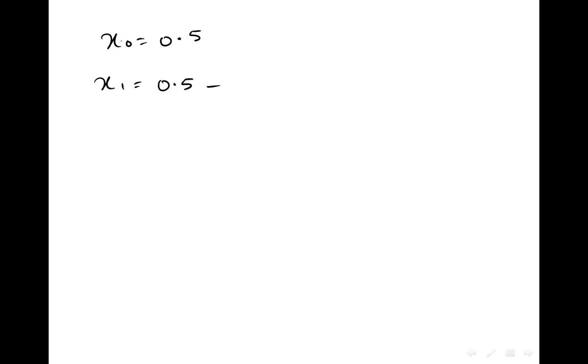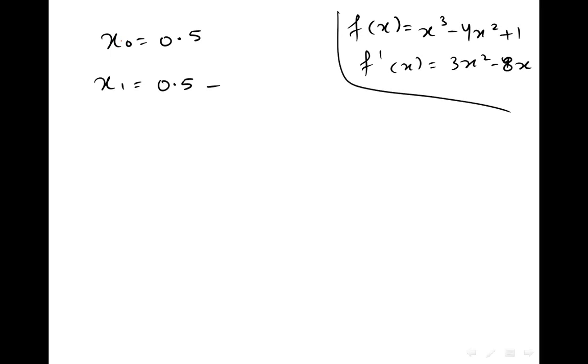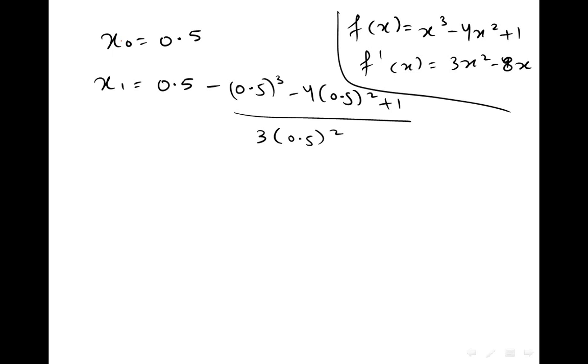I'll write for you the function with its derivative here, just to remind you. f of x is x cubed minus 4x squared plus 1, and its derivative is 3x squared minus 8x. You still remember that, right? So here it will be 0.5 cubed minus 4 times 0.5 squared plus 1 over the derivative 3 times 0.5 squared minus 8 times 0.5. You can use your calculator here.